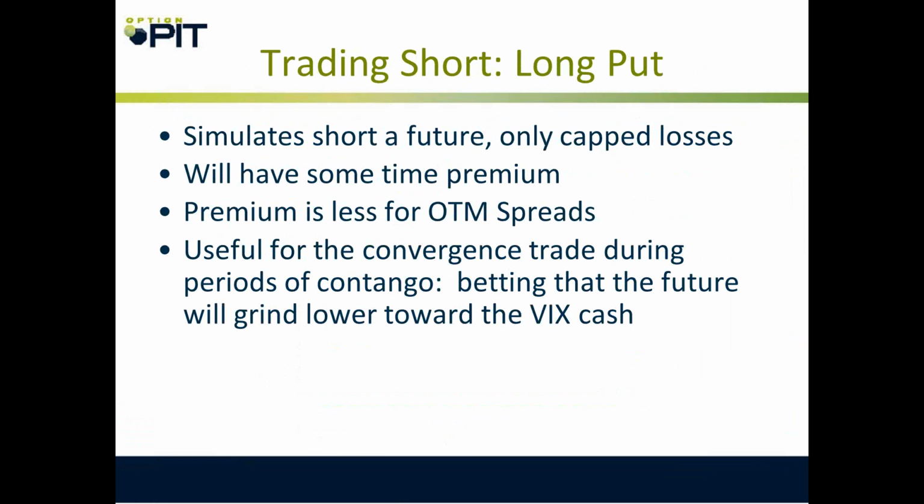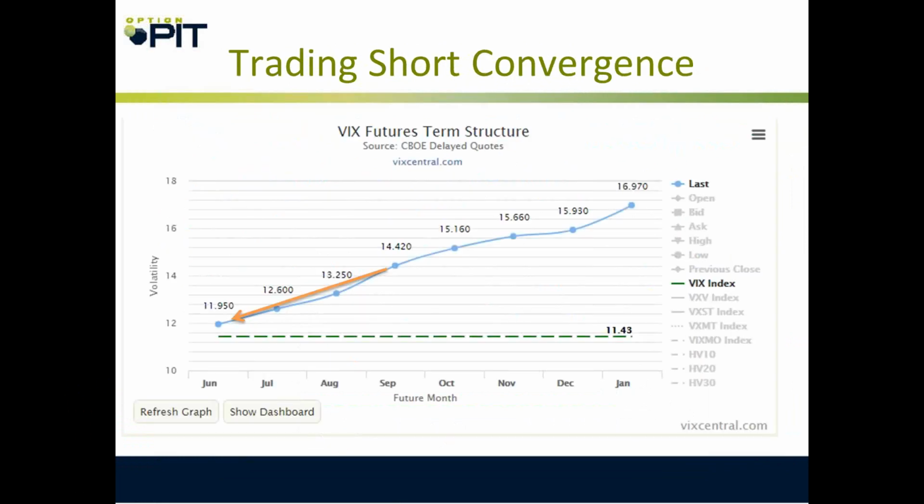So a useful trade is the convergence trade. What you're betting is the future will grind lower toward the VIX cash. Say the VIX is 9.85 in November. What you're betting is that it will settle around 9.85. And if you trade a put option where the at-the-money is 11.5, something will happen. So let me show you.